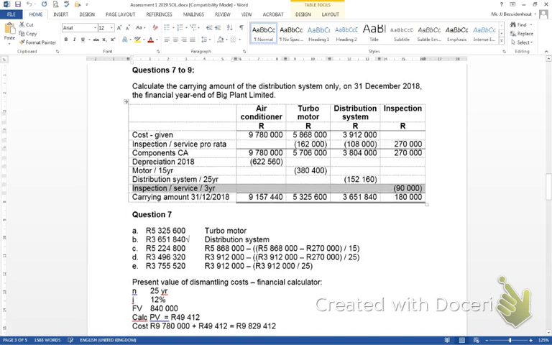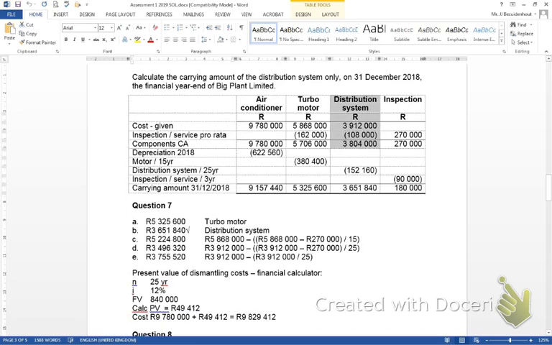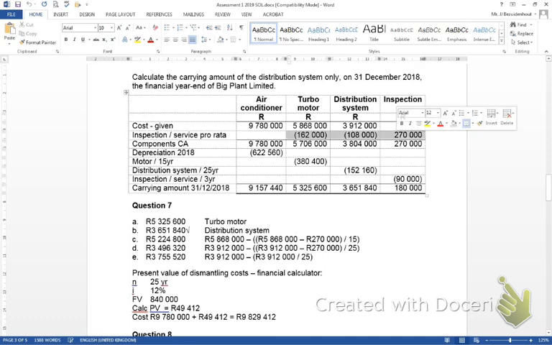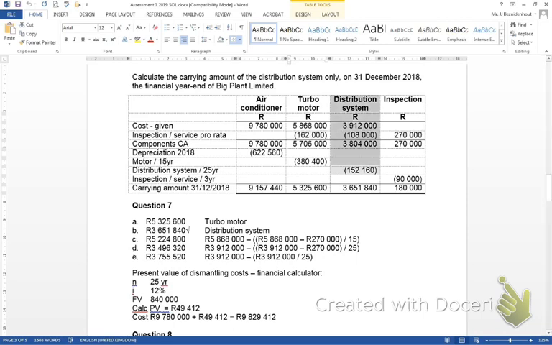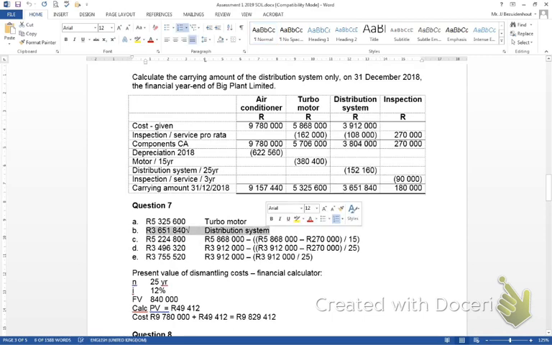And the question clearly stated that what is the current carrying amount of the distribution system? And there you've got the calculation. Students mostly went wrong in this situation here, whether they either did not allocate the inspection costs pro rata or they allocated it to one specific item. Because it is over the whole system, you had to allocate it pro rata. And again, there's your answer for question number 7.